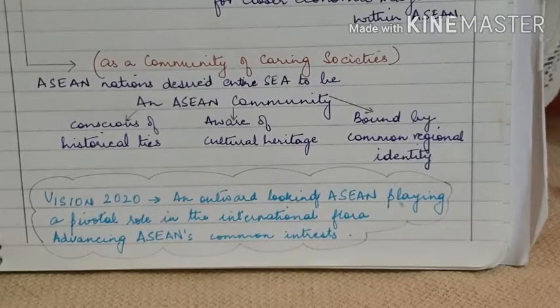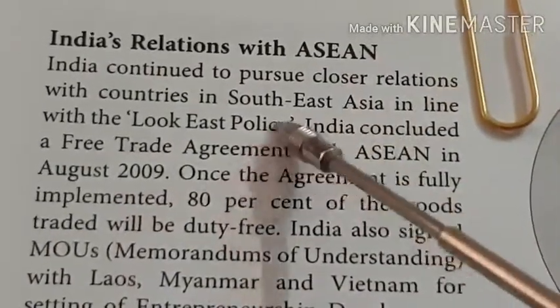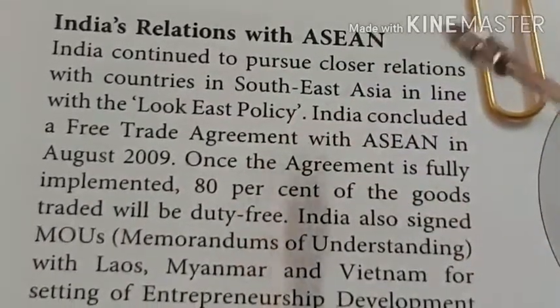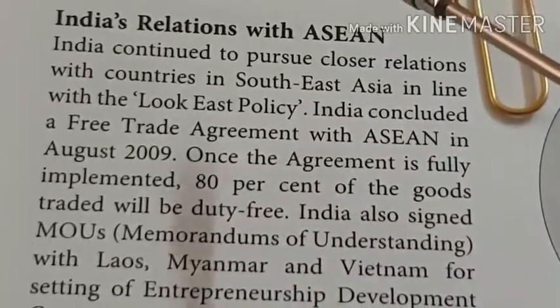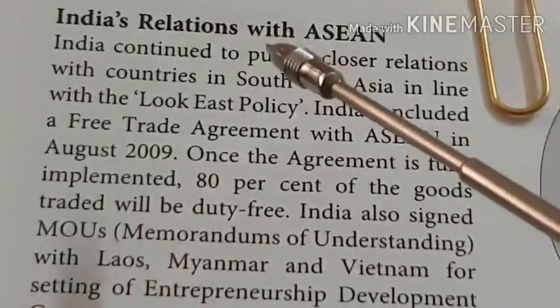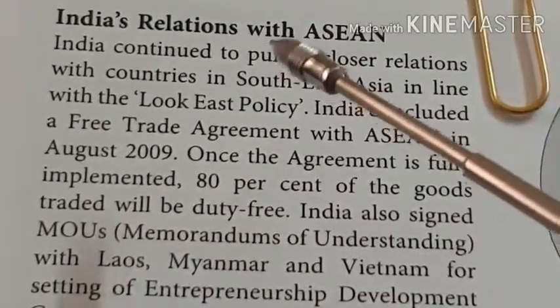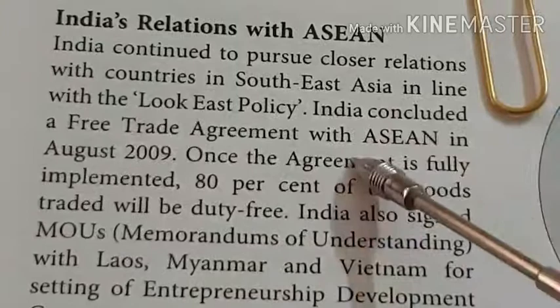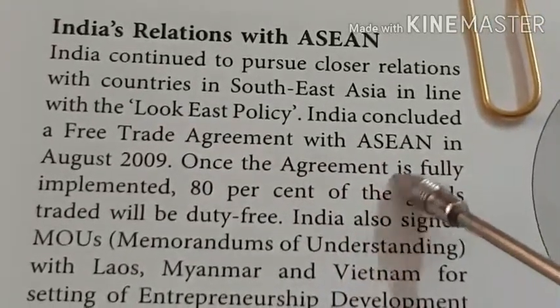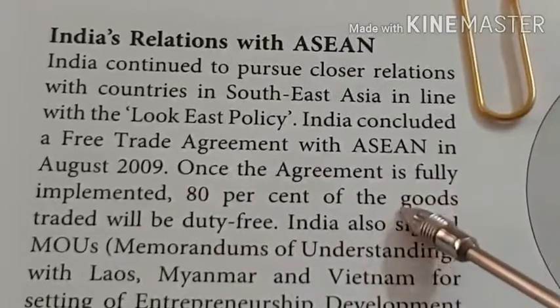Now, in all this, one more thing that we need to look at is India's relation with ASEAN. India continued to pursue close relationships with ASEAN and it followed its Look East policy. During the Cold War years, Indian foreign policy did not pay adequate attention to ASEAN. But after that, in recent years, India has tried to make amends. India has signed FTAs with ASEAN and 80% of the goods traded will be duty free. That is what was decided.